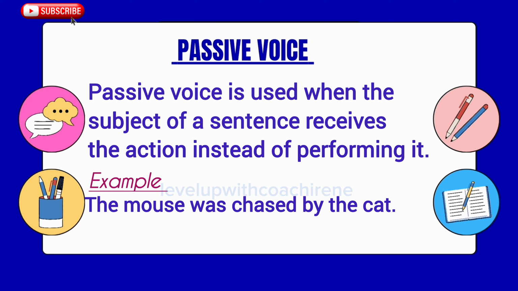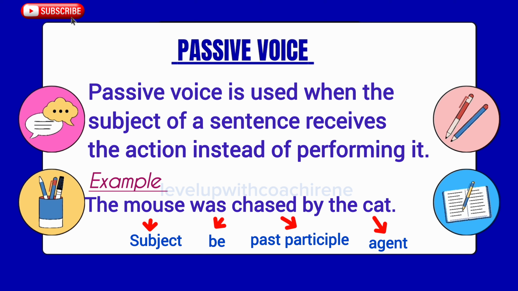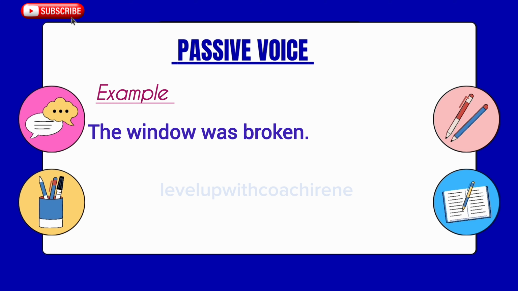For example, the mouse was chased by the cat. The mouse is the subject, was is the form of be or verb, and chased is the past participle, whilst the cat is the agent. Passive voice, like we said, shifts the focus from the doer to the receiver of the action. Sometimes the agent is omitted when it is unknown or unimportant. For example, the window was broken.